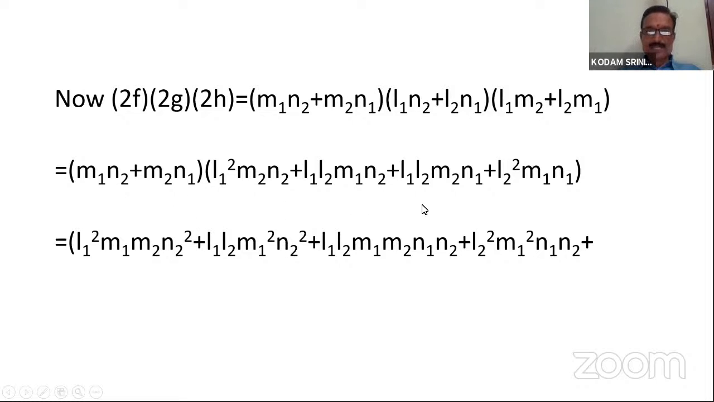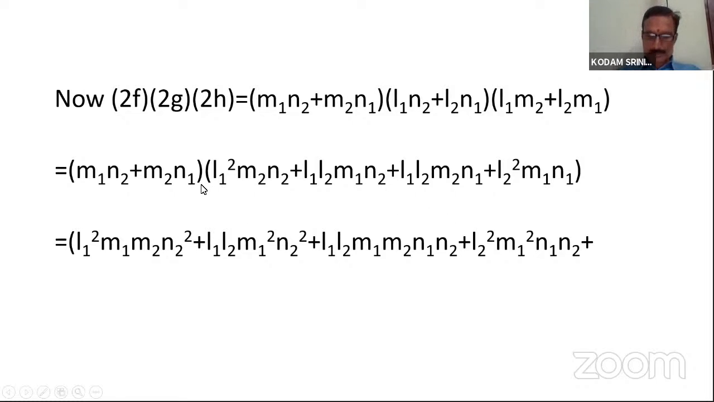Similarly, first term into this third term, we will get L1 L2, next M1 M2. We will get the complete terms: L1 L2, M1 is there, M1 M2, again N1 is there, N2. So we will get all the terms: L1 L2 M1 M2 N1 N2. Next, this first term into this last term, that is L2 square, again M1 square, next N1 N2. Now we have to multiply with the second term.